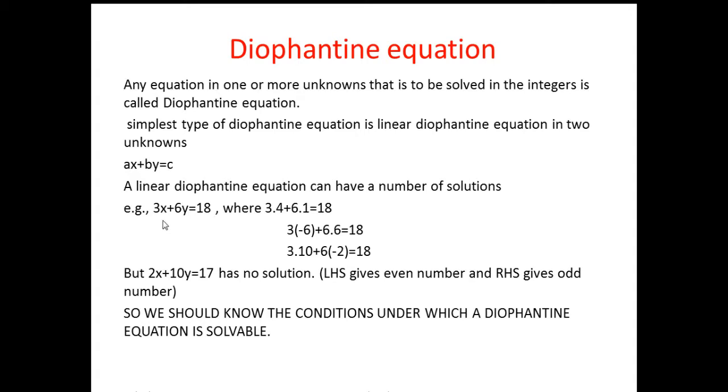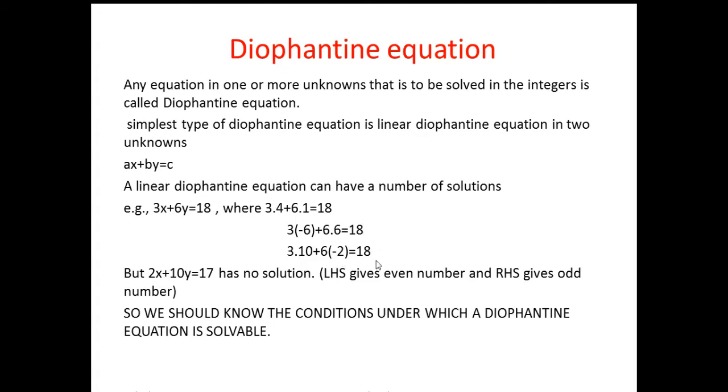Let us see an example. 3x + 6y = 18. It's a linear Diophantine equation in x and y. So we want to find values of x and y such that when you substitute them you get 18. So here we have 3 × 4 + 6 × 1 = 18, x is 4, y is 1. Then the next solution is 3 × (−6) + 6 × 6, that also gives you 18. 3 × 10 + 6 × (−2), this is also giving you 18.